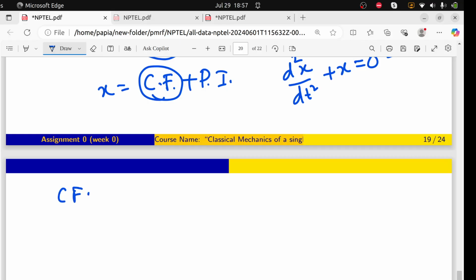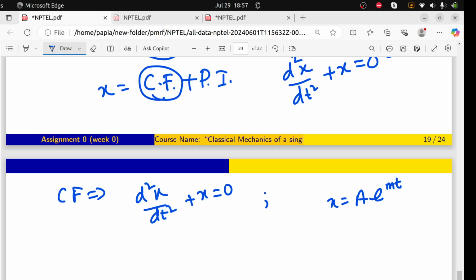For CF calculation, d2x dt2 plus x equals 0. Now, let me write x as something. Let's say some a e to the power mt. Simple. Okay. So dx dt is equal to a m e to the power mt.